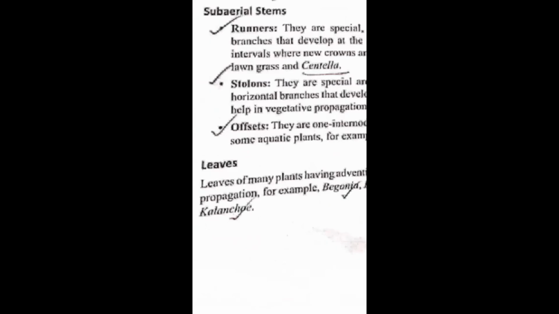First one is called root modification. Second one is called underground stem modification. And third one is called leaves, and the leaf also has reproducing capacity. Leaves of many plants have adventitious buds. You already know very well about Bryophyllum, and some other plants, taking examples of Adiantum and also Begonia. These are the examples, and these come under the category known as leaves.